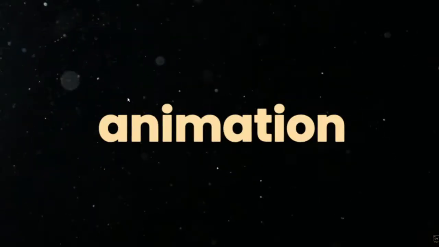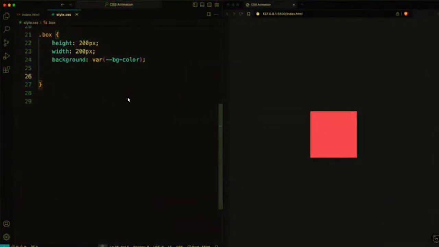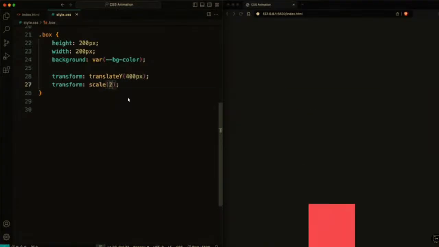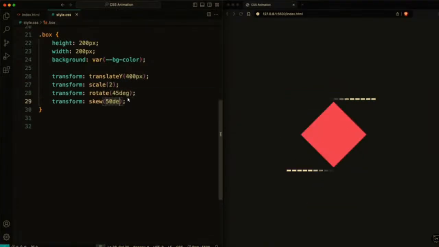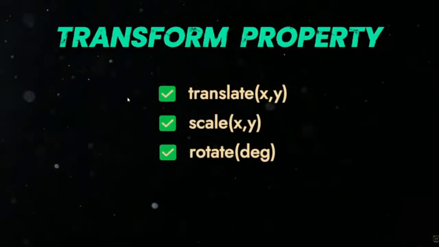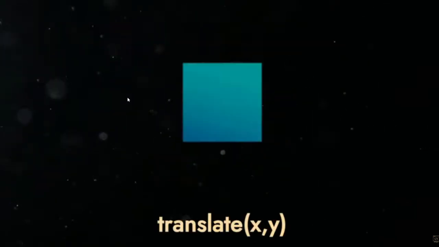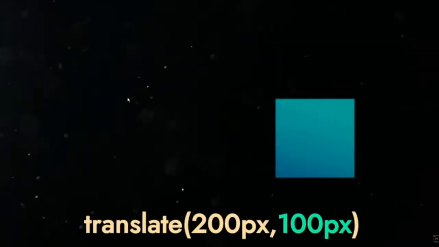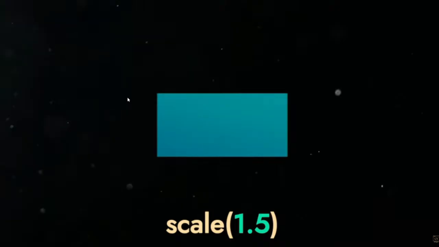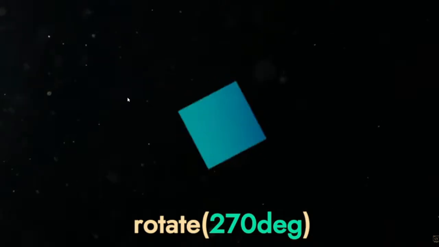Let's create an animation. The transform property in CSS is used to apply geometric transformations to an element, such as moving, scaling, rotating, or skewing. You can do many things with the transform property, but here is a short description of the most common ones. Translate: moves an element horizontally and vertically. Scale: scales an element by a specified factor in the horizontal and vertical directions. If you specify only one value, it scales both directions equally. Rotate: rotates an element clockwise from its current position.